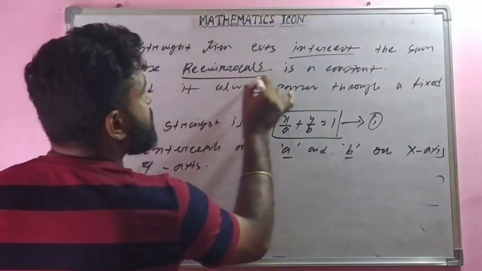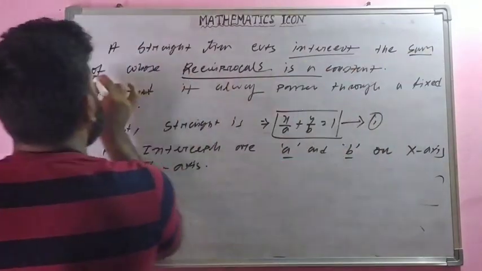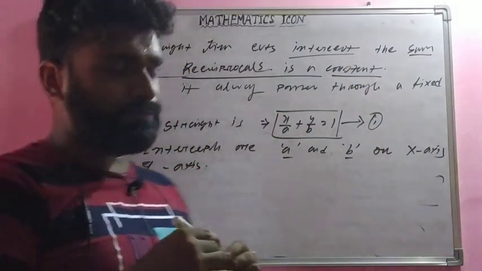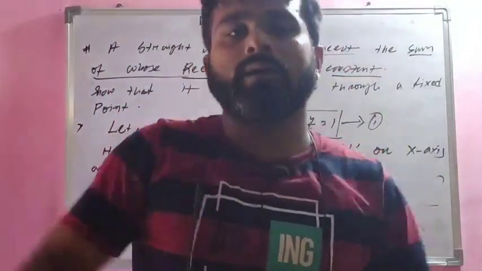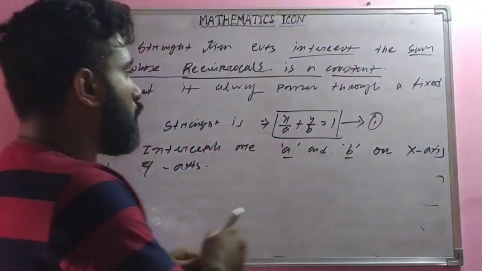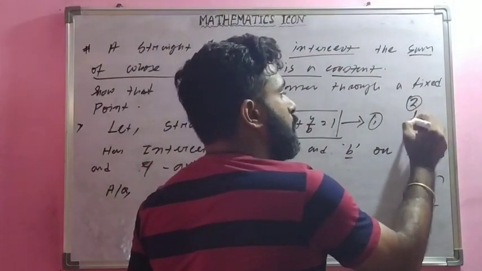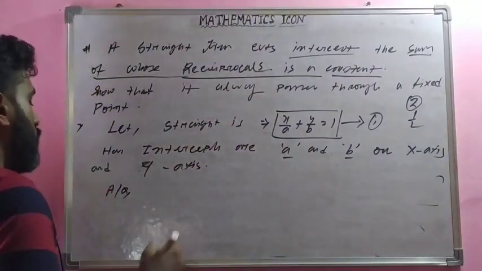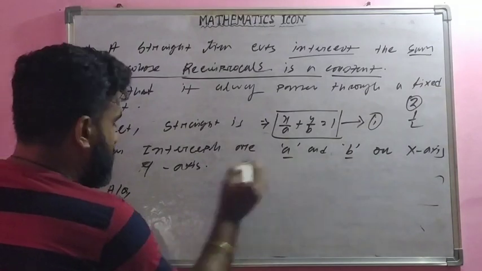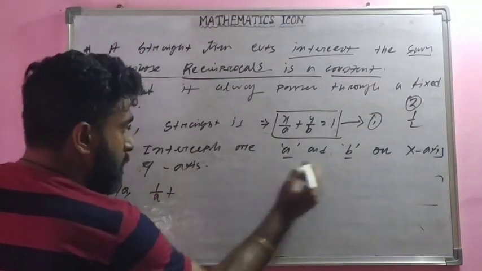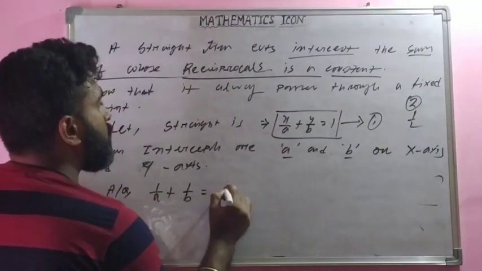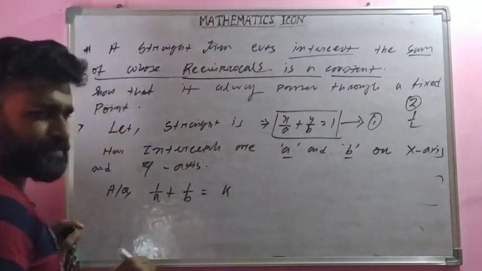अब रेसिप्रोकल्स का सम जो है, सम ऑफ द रेसिप्रोकल्स इज कांस्टेंट। रेसिप्रोकल क्या है? उल्टा, फ्रैक्शन उल्टा। अगर 2 होता है, तो उसका रेसिप्रोकल 1/2। अगर 3 है तो 1/3 होगा, मतलब फ्रैक्शन को रिवर्स कर दो। तो a का रेसिप्रोकल 1/a, b का रेसिप्रोकल 1/b। दोनों रेसिप्रोकल का सम एक कांस्टेंट है, दैट मीन्स k ले सकते हो, है कि नहीं?